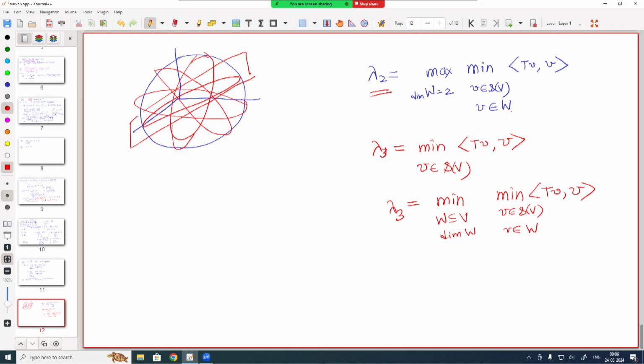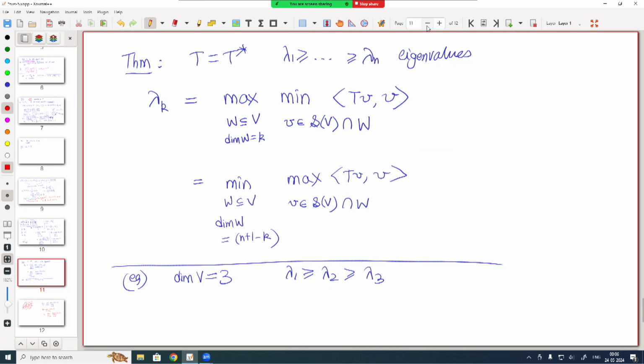Let me just take a decision on whether I should prove this right away. So maybe let's do it for lambda 2.